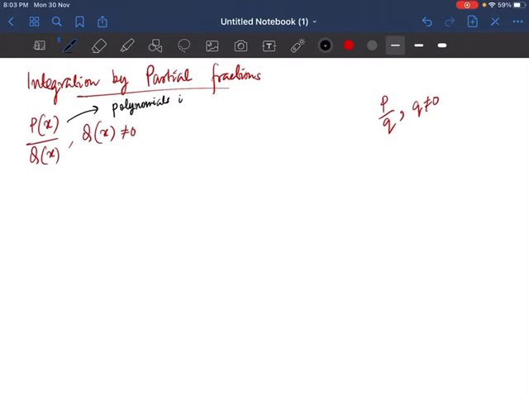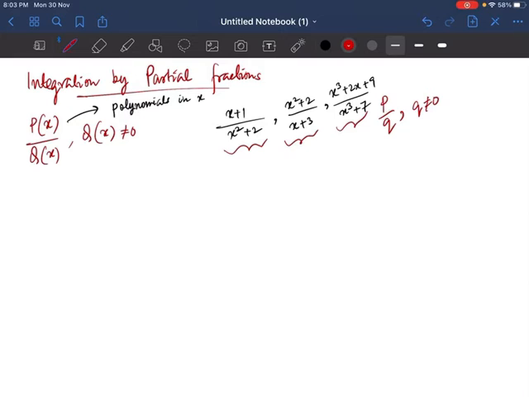Now, as an example, I can say that (x plus 1) divided by (x square plus 2) is a rational function. Then (x square plus 2) divided by (x plus 3) is also a rational function. Then (x cube plus 2x plus 9) divided by (x cube plus 7) is also a rational function. So why have I written 3 different examples? I will tell you the reason.